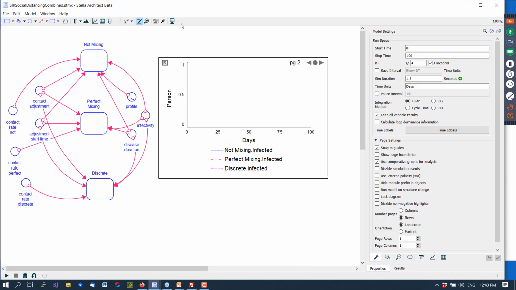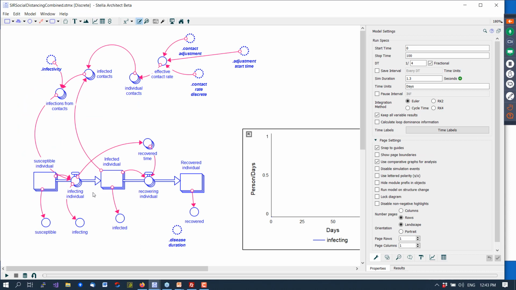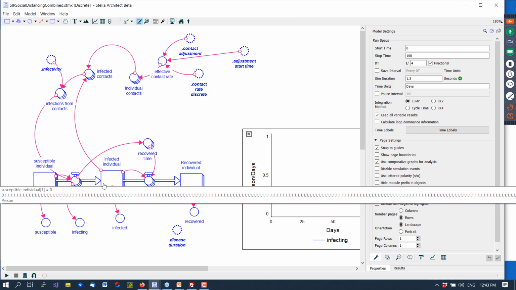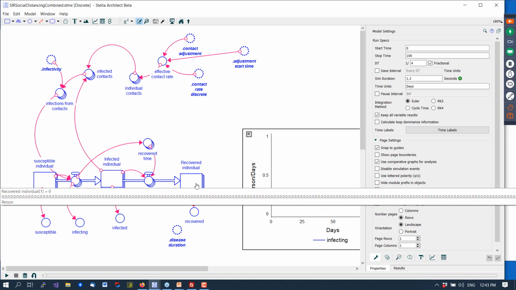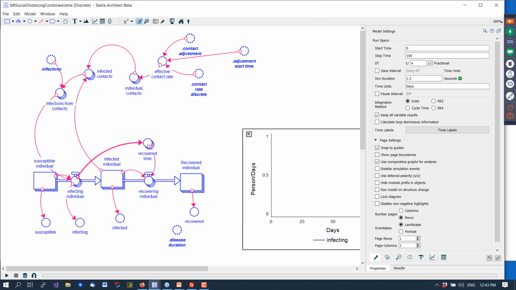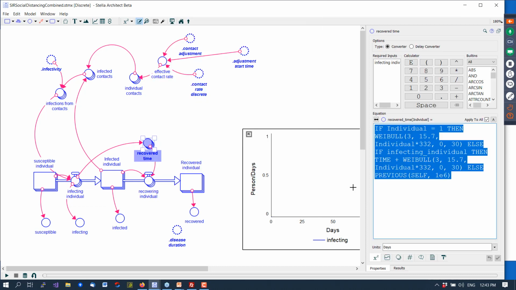And then just to show completeness, there's a discrete version of this model where every one of these, instead of being a population, is an individual. And the individuals are susceptible, they're infected, or they're recovered, and their recovery time, which is the time they spend in the infected stage, also uses a Weibull distribution to determine how long they will spend in the infected stage before they come out and go recovered.